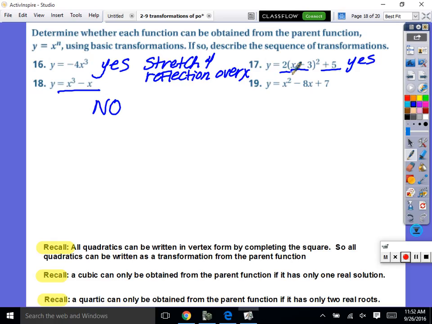So this one we would go through the process of completing the square, and then we would say it, but I'm not going to take time to do that. So recall, all quadratics can be written in vertex form by completing the square. So all quadratics can be written as a transformation from the parent function. However, cubics can only be obtained from the parent function if they have the correct form. And same with quartics. Some quartics cannot be written as a transformation of functions, only the ones that have the correct form.